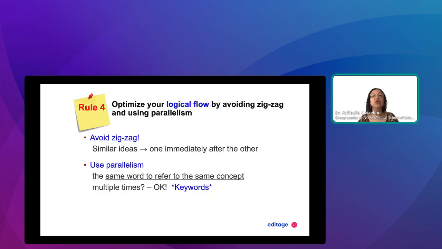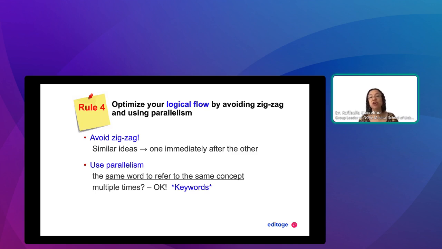So always try to optimize the logical flow by avoiding zigzag wording and the use of parallelism. Avoid promoting similar ideas in one sentence in an alternating manner. So if you have an idea that is similar, try to continue with the flow, and put another concept explaining that idea immediately after, so the reader does not lose the flow. And then use parallelism, right?